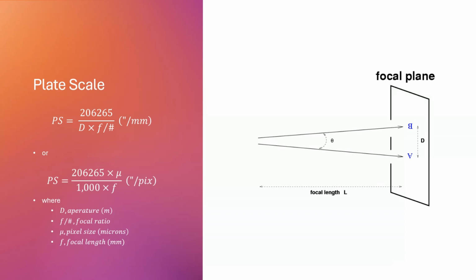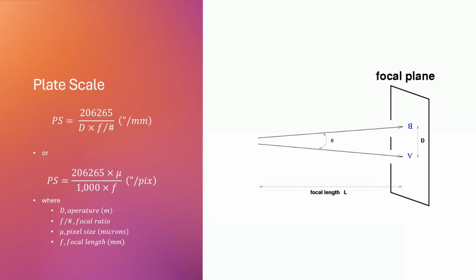And this is 206,265 times mu, which is the pixel size in microns, divided by 1,000 times the focal length of the telescope in millimeters. What this should tell you is that the plate scale and in turn the field of view is very much dependent on the telescope camera combination.